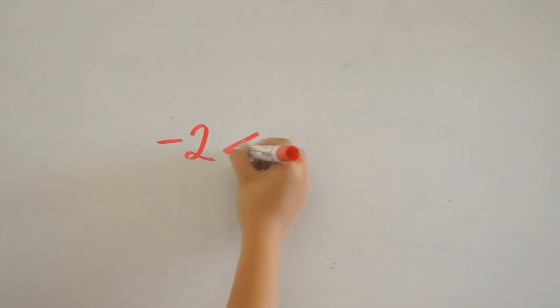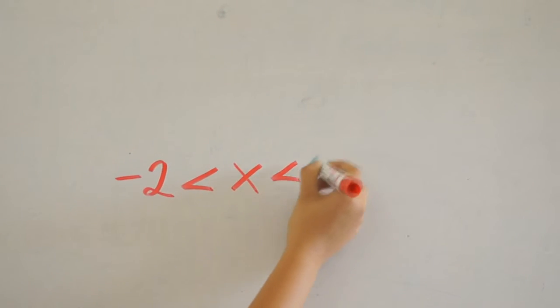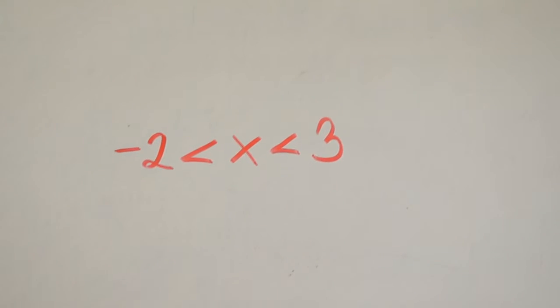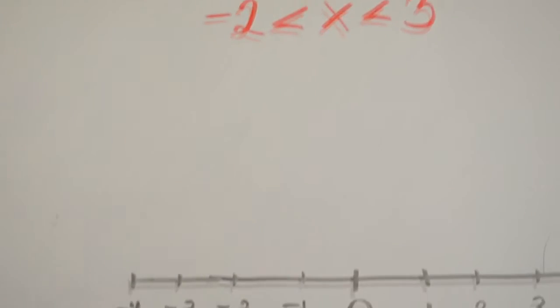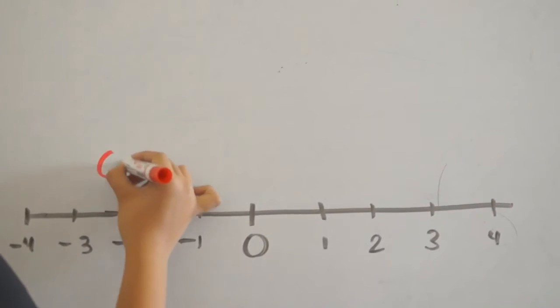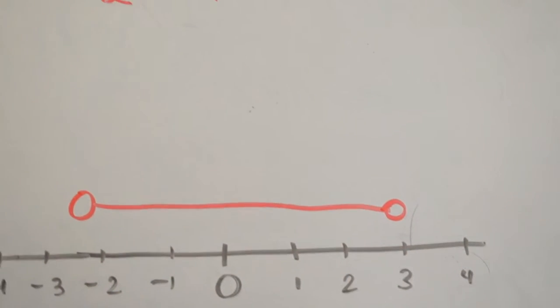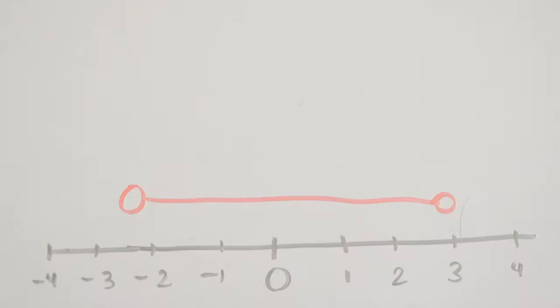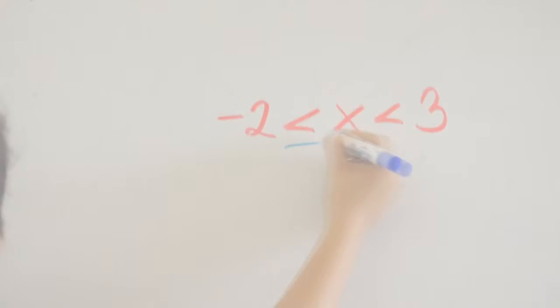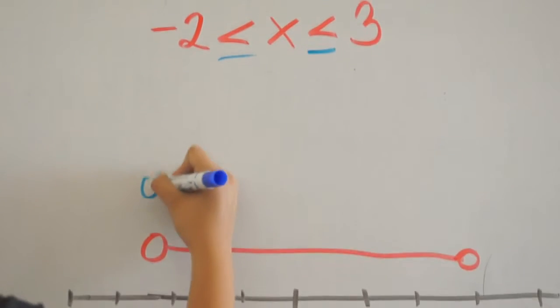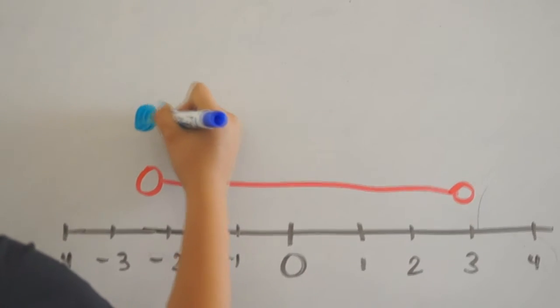When we need to indicate the values for x, we use the symbols to indicate where it begins and where it ends. Here we have x is greater than -2 and less than 3. In this example, -2 and 3 are not included in the values of x, but sometimes they can be included if the symbols are greater than or equal or less than or equal. And we can indicate this by drawing a line below the greater than or less than signs.